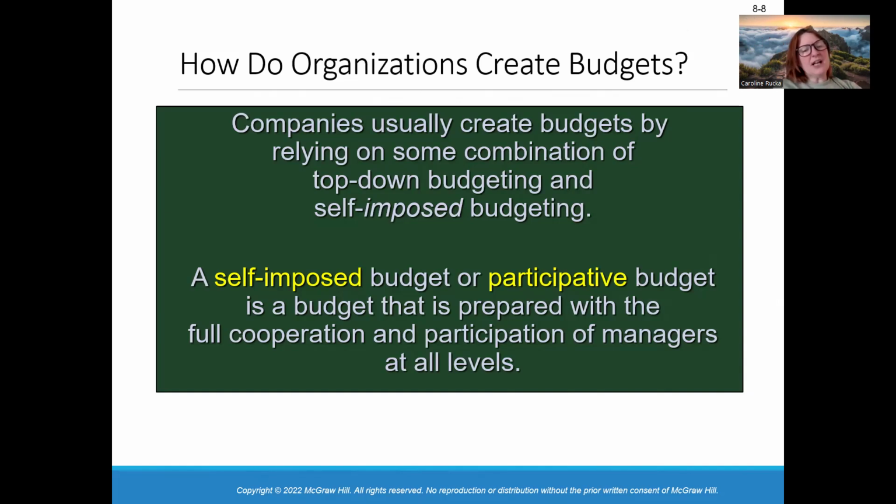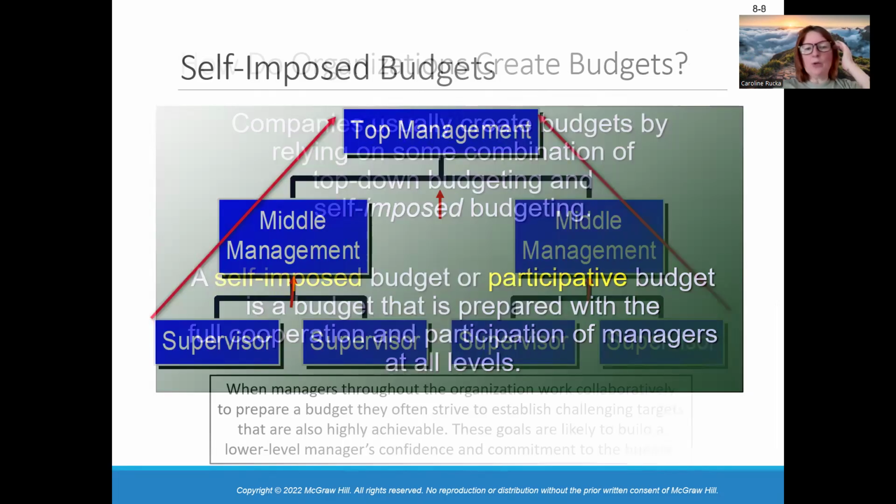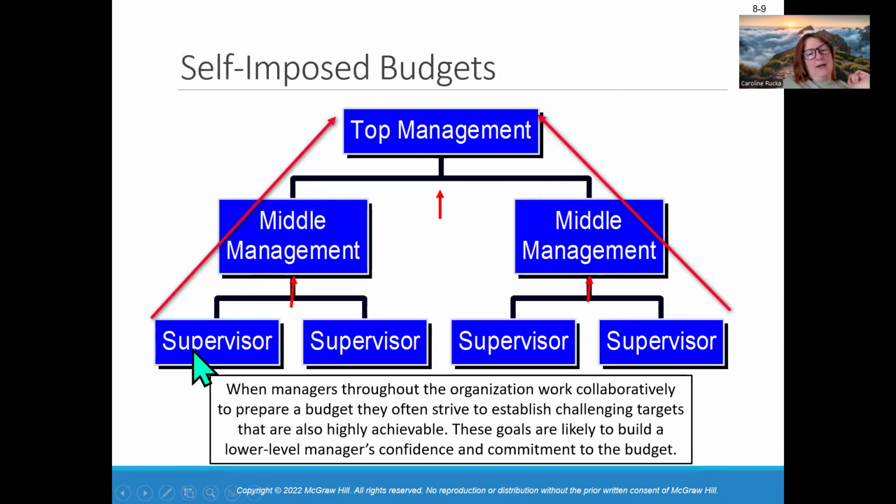So in a self-imposed budget or a participative budget, this is where all of your mid-level managers actually participate in developing this budget. Unlike the top-down version, which is my way or the highway, upper management says this is what we're doing, and no ifs, ands, or buts about it. Again, your supervisors are feeding data up to middle management, who is providing information to top management, and together they're working collaboratively to come up with this budget.